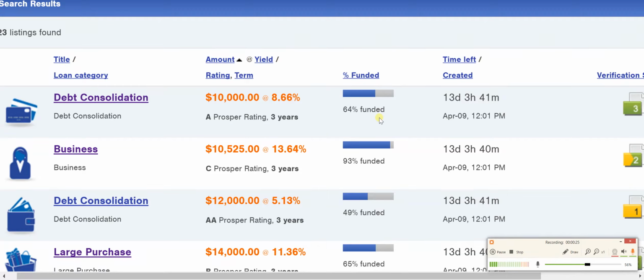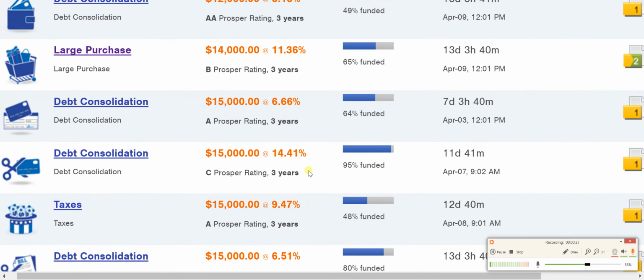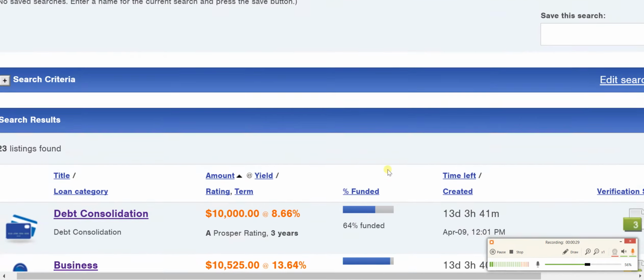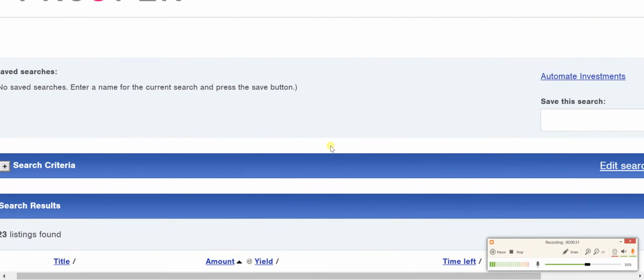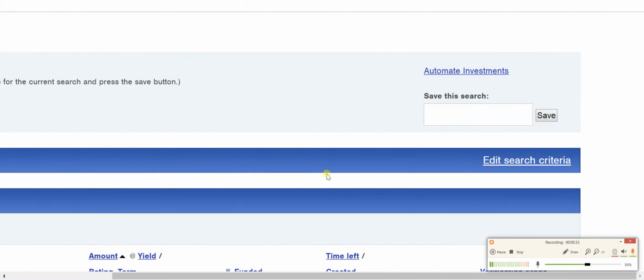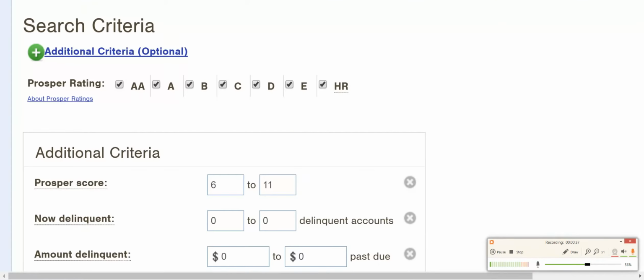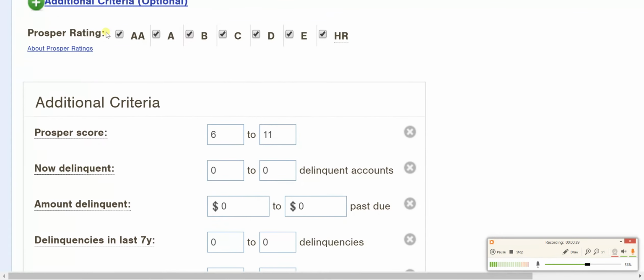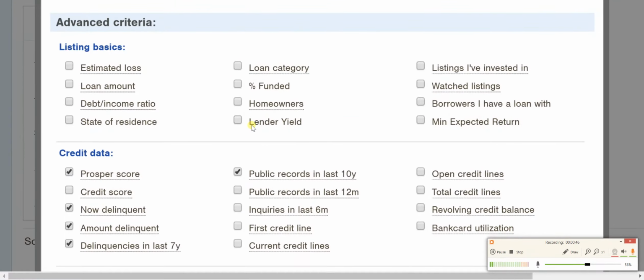Usually when I get started, I am greeted with a search screen where I'm able to look through loans. After I get to that screen, I adjust my search criteria, and I'm usually taken to something like this where I can add additional criteria. The things I look for are the following, and let me click on this to show you.